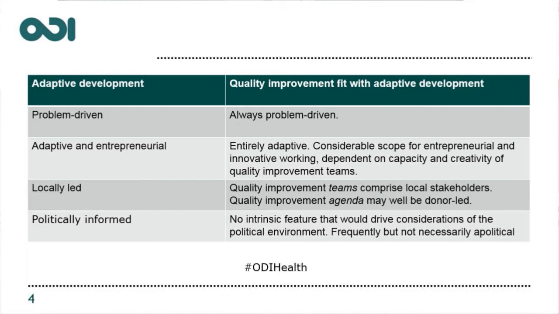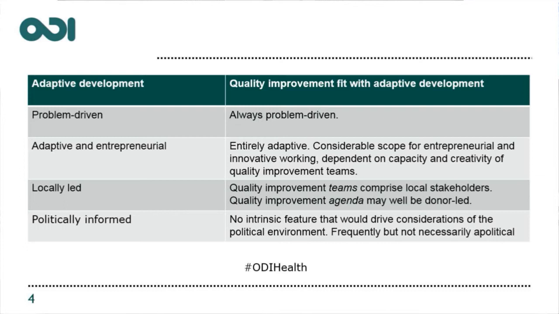So in the top two rows here, we'll see a good fit between the two ideas. But then when we look to how much quality improvement is locally led or politically savvy, we'll see that actually some divergence occurs. Quality interventions themselves are often locally led, but much quality improvement occurs through donor-funded projects and may follow a donor agenda. There'll be more about this to come.